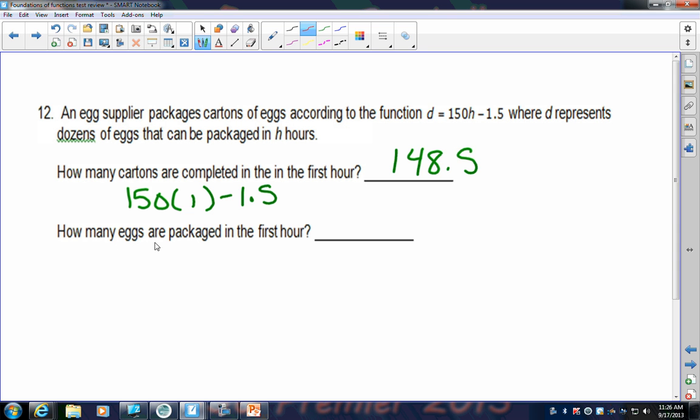But now it says how many eggs are packaged in the first hour. Well, it's 148.5 packages, and there's 12 eggs in a package. So multiply those two numbers together. And when you did that, you should have gotten 1,782.